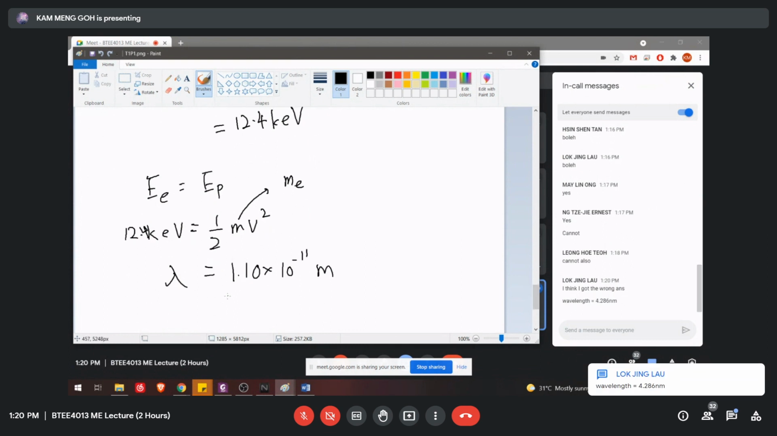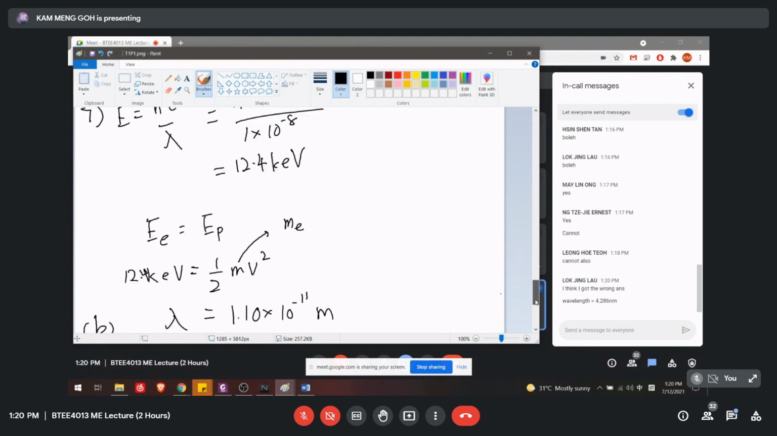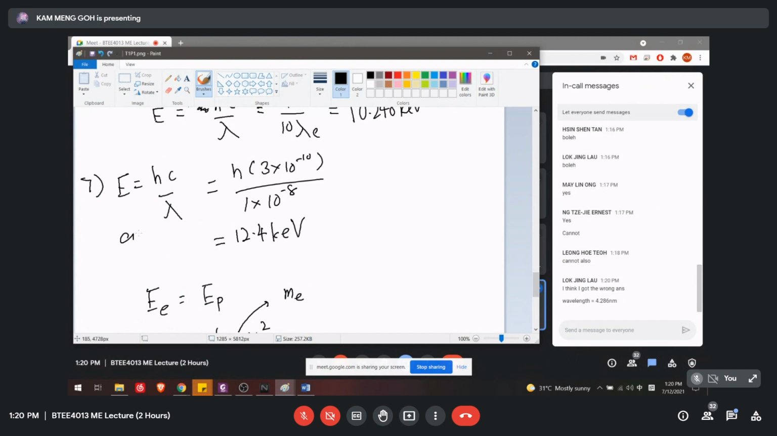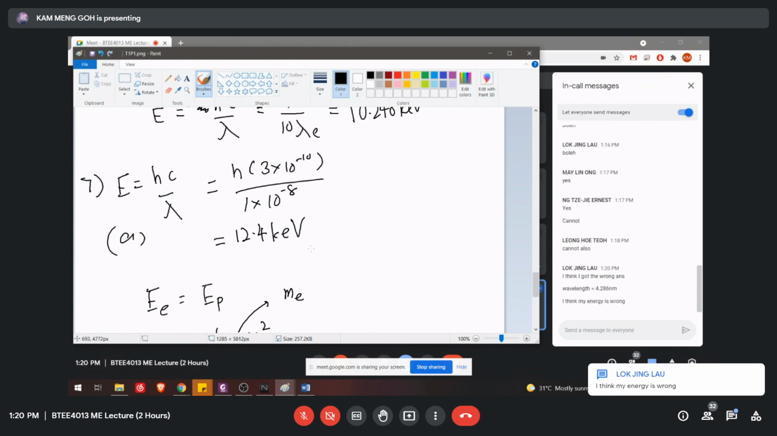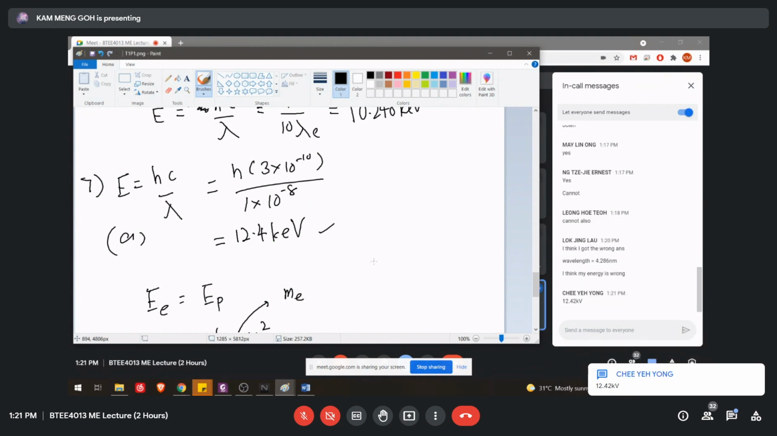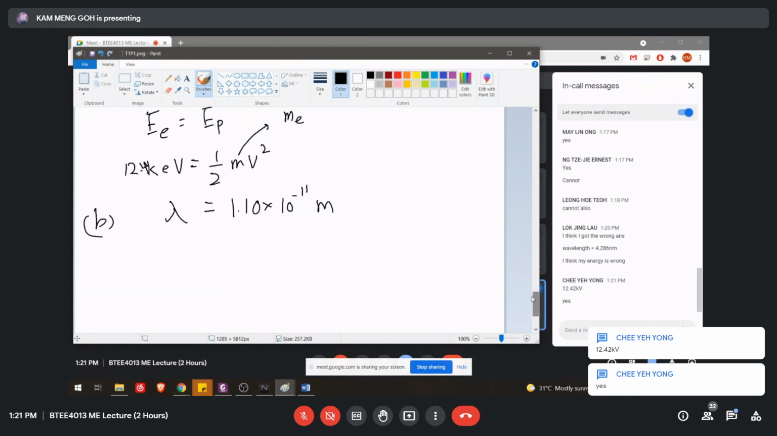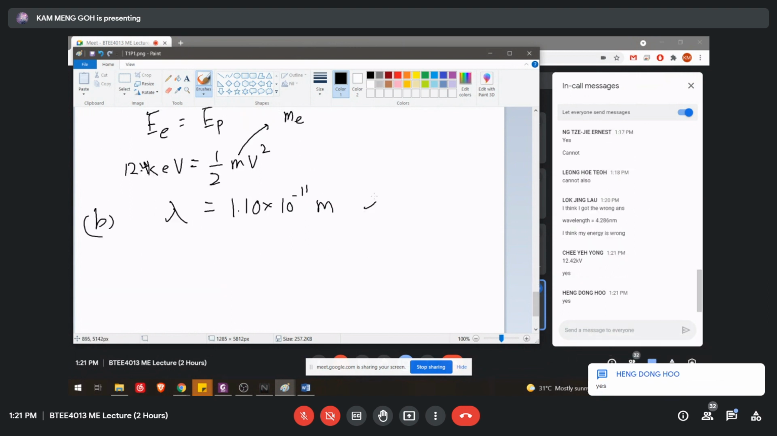The lambda for the B wavelength you get is 4.268. Okay, my lambda, I get 1.1. This was B. For the A, it is 12.4 keV. Anyone get this, for the energy? Yep. Don't see the same answer as me. For the lambda, you should get 1.10 times 10 to the power of negative 11.